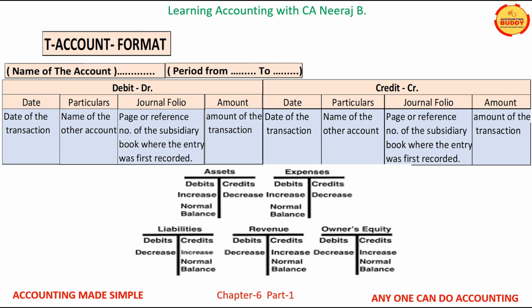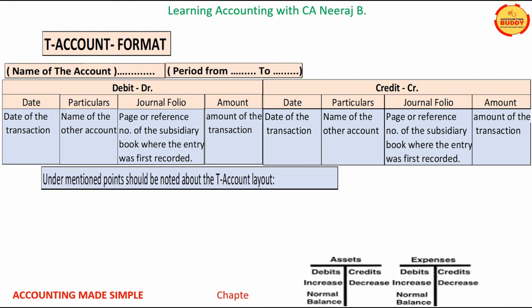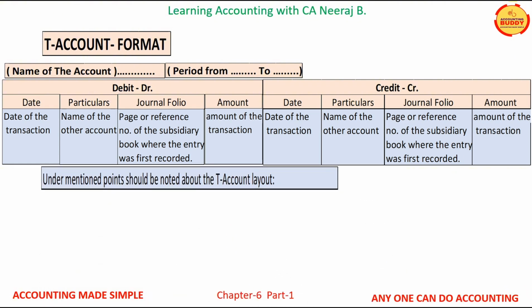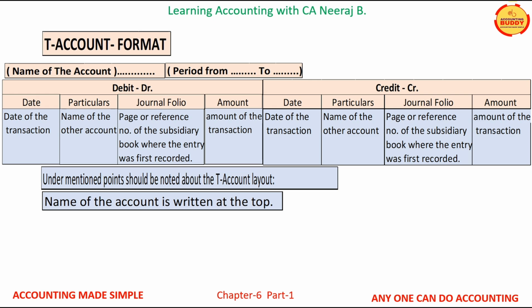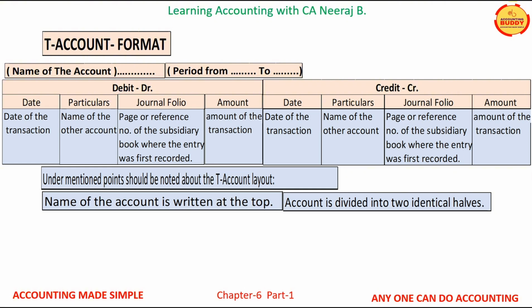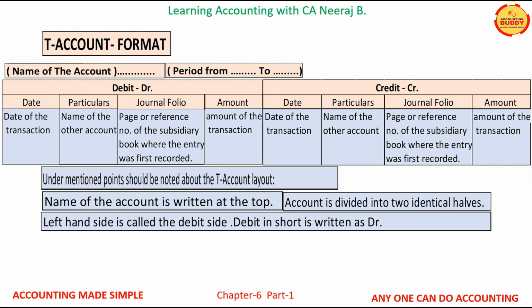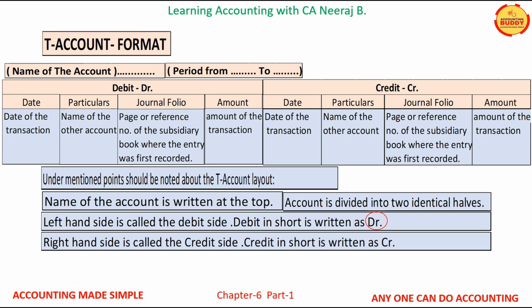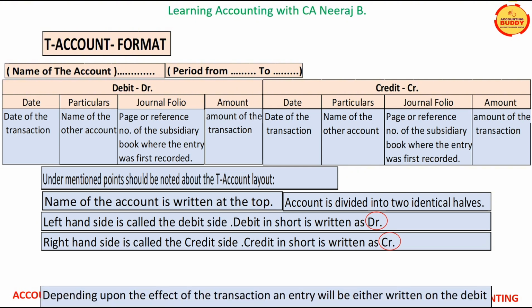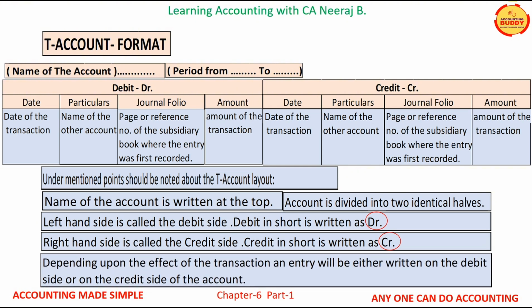To sum up, the below mentioned points should always be remembered about the T account. The name of the account along with the period is mentioned on the top of the T account. The account is divided into two identical halves. The left hand side is called the debit side. In short, it is written as DR. The right hand side is called the credit side. In short, credit is written as CR. Now, depending on the effect, an entry will either be written on the debit side or the credit side of an account.